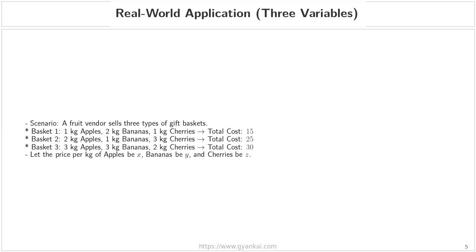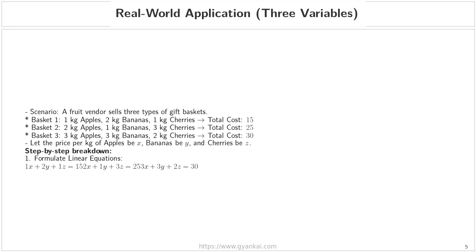To find the individual prices, we first need to define our unknowns. Let X represent the price per kilogram of apples, Y represent the price per kilogram of bananas, and Z represent the price per kilogram of cherries. Now, let's follow the step-by-step breakdown we learned in the previous slide to convert this information into matrix form.